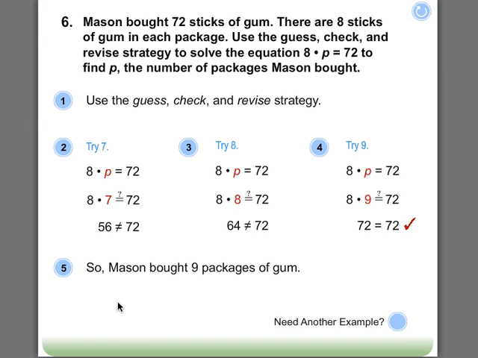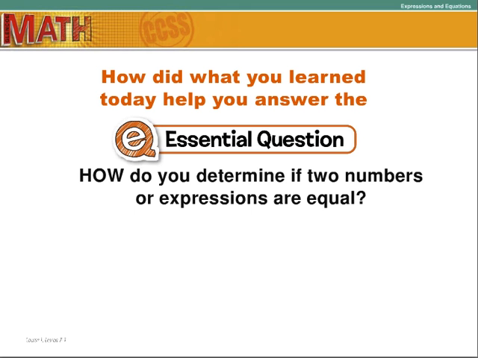Now I just want you to be really careful that you're getting the answer that the question is looking for, so that you don't get here and say, oh, 72. Because yes, 8 times 9 is 72, but the question is asking how many packages of gum he bought. So let's just be really mindful that you're answering those correctly. That can kind of flub you up when it comes to test time.